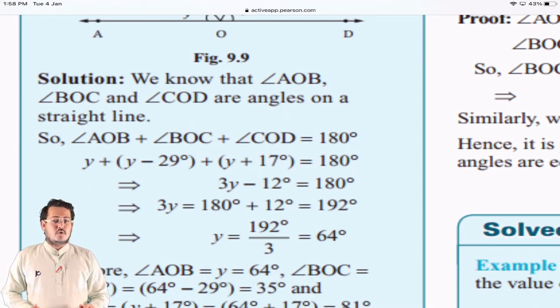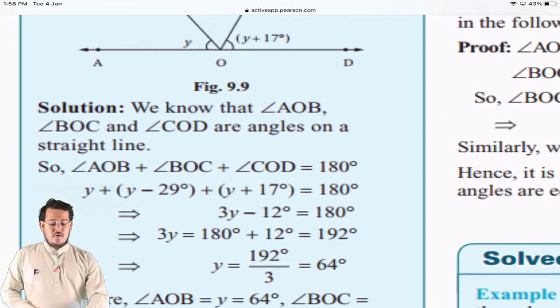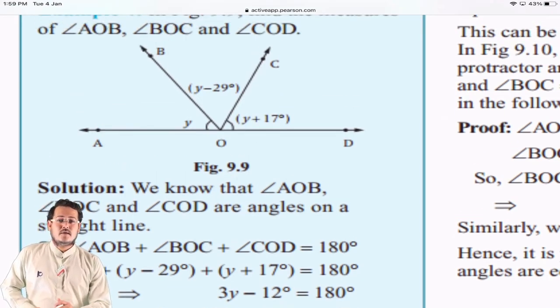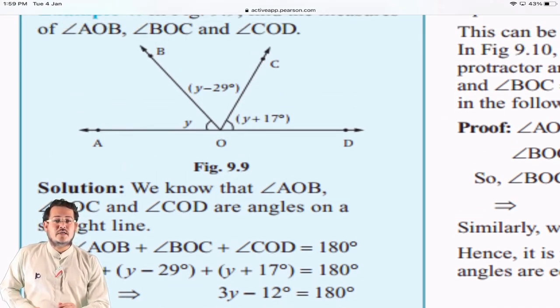So 3y is equal to, transpose of minus 12 will become plus 12 on RHS. So 3y is equal to 180 plus 12, so 192. It will be divided by 3, we will get y is equal to 64. And if you will put the value of y in all the three angles, you will get the measurement of each and every angle.